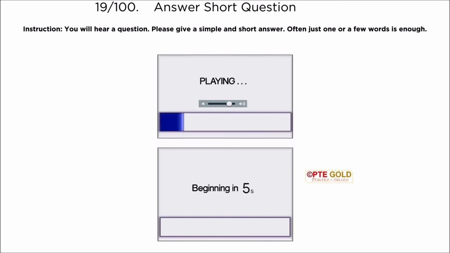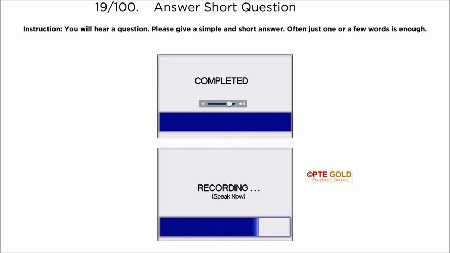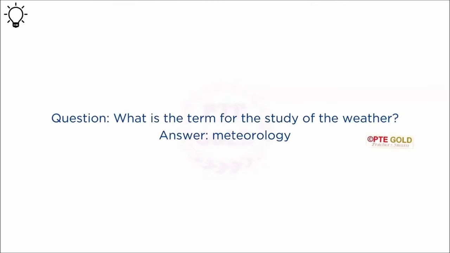What is the term for the study of the weather? Meteorology.